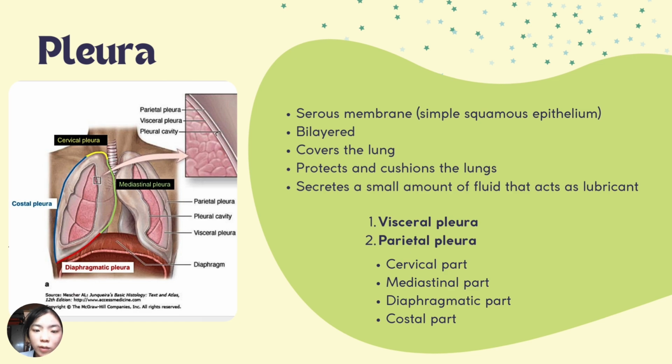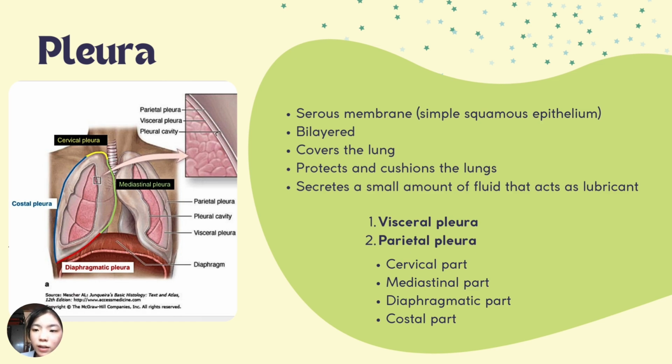Now here goes the pleura. The pleura is a bilayer serous membrane with simple squamous epithelium, which covers the lungs. It protects and cushions the lungs by secreting a small amount of fluid that acts as a lubricant so that the breathing process can go smoothly. There are two types of pleura, which are the visceral pleura and the parietal pleura.